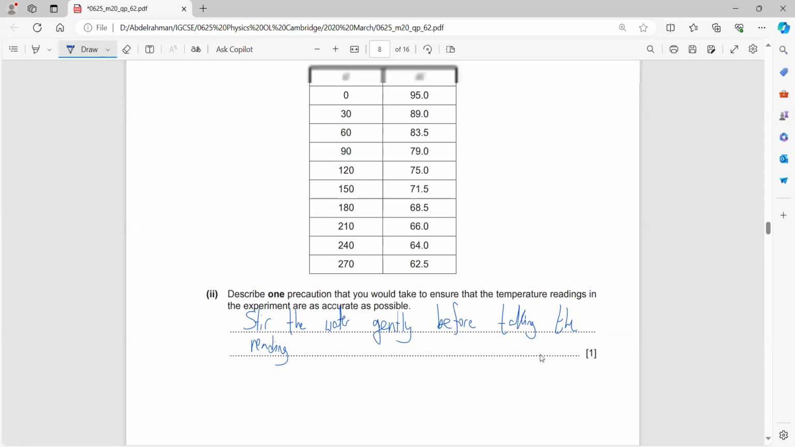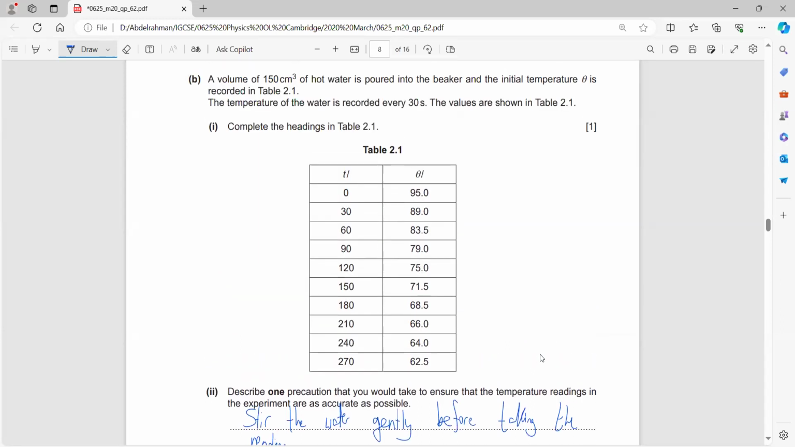Correct. Again, you skipped one question. Look, you skipped one question. Complete the headings. It's worth 1 mark. Do not forget this. Complete the table headings: t in seconds and theta in degrees Celsius. Yes, seconds and degrees Celsius.